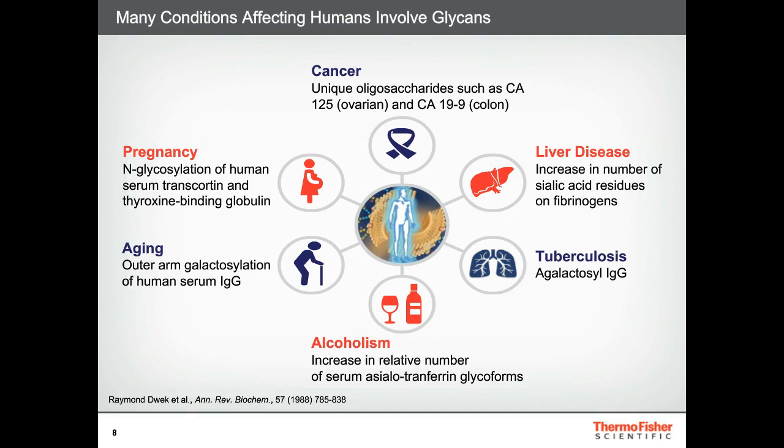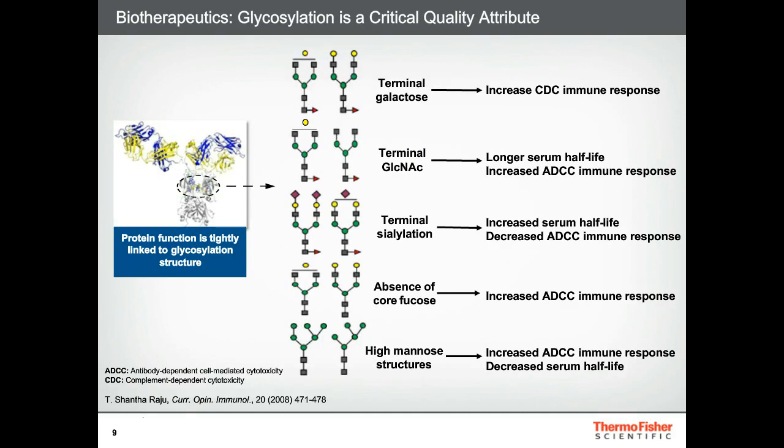Protein function is tightly linked to the glycan structure. Glycosylation affects biological activity, pharmacokinetics, stability, and immunogenicity. Here are some examples of what effects the glycan structure can have on biotherapeutic efficacy. Serum half-life, CDC and ADCC immune responses can be increased or decreased based on the terminal sugar on the glycan structure.